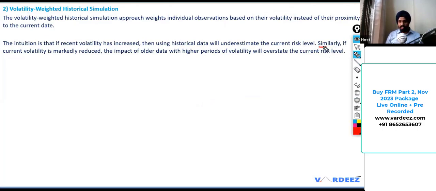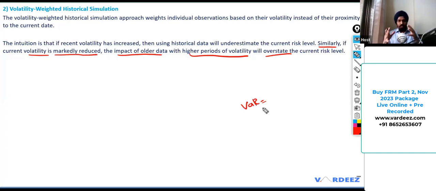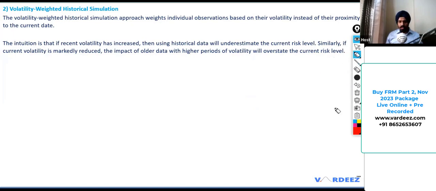Similarly, on the opposite side, if the current volatility is markedly reduced, and you have older data with high periods of volatility, you have overstated the current risk level. You've overstated the VAR, and you've kept this much money as a buffer, as an economic capital in your balance sheet. So no need for that. You need to account for the current volatility. So somewhere or the other, this concept comes into the picture, and that is the concept of current volatility.